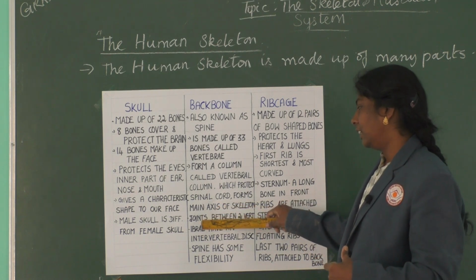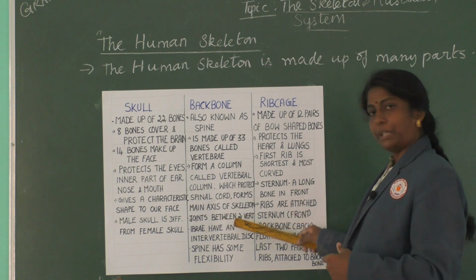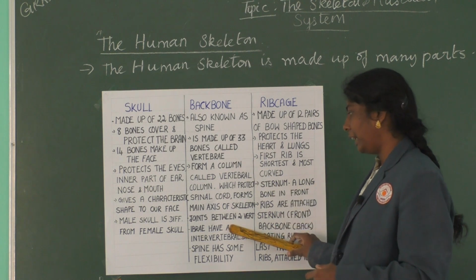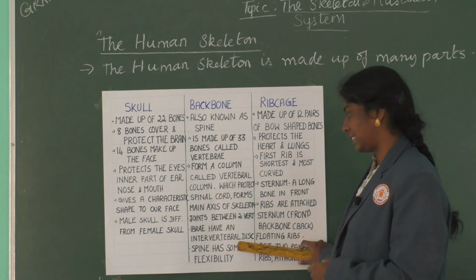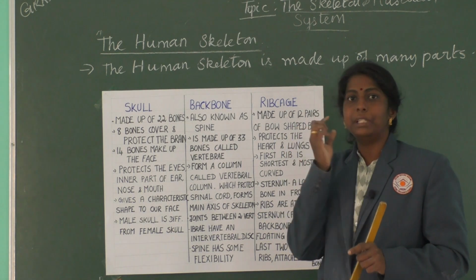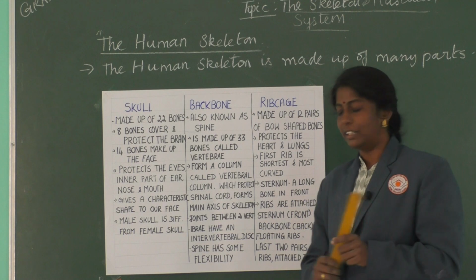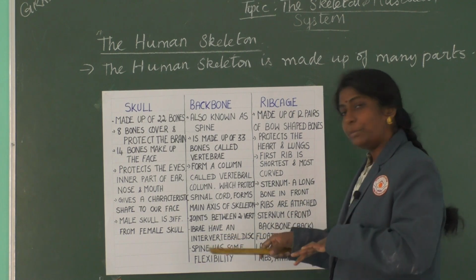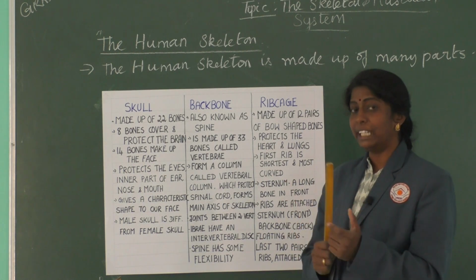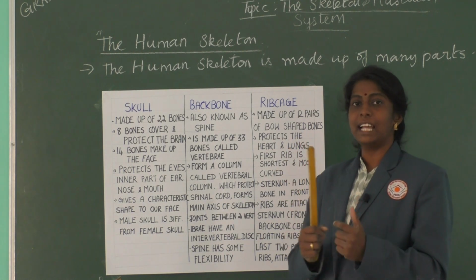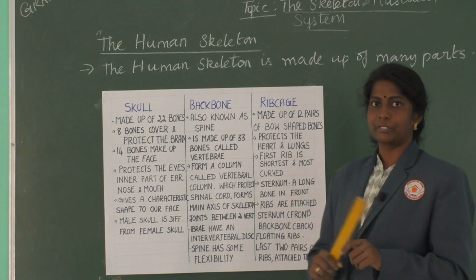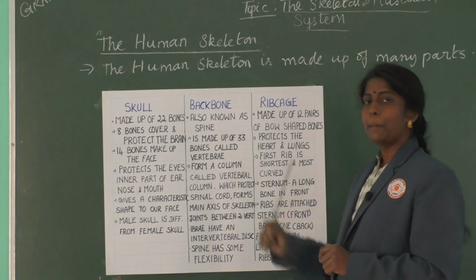Clear? Then the joints between two vertebrae. You remember the backbone part. The joints between two vertebrae have an intervertebral disc. Clear? And individual vertebrae cannot move, but the spine has some flexibility. So that's why we can move like this. Can you understand? So this is what about the backbone.